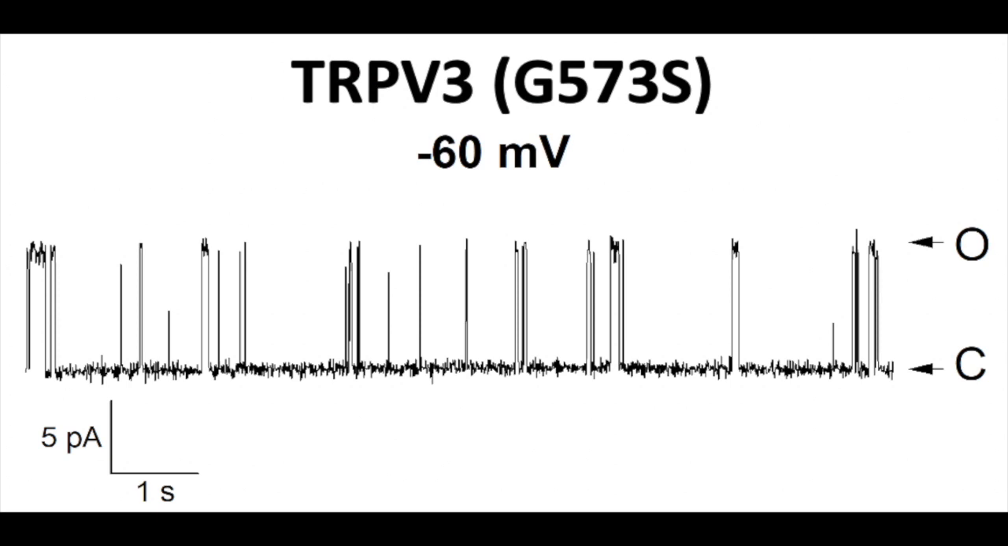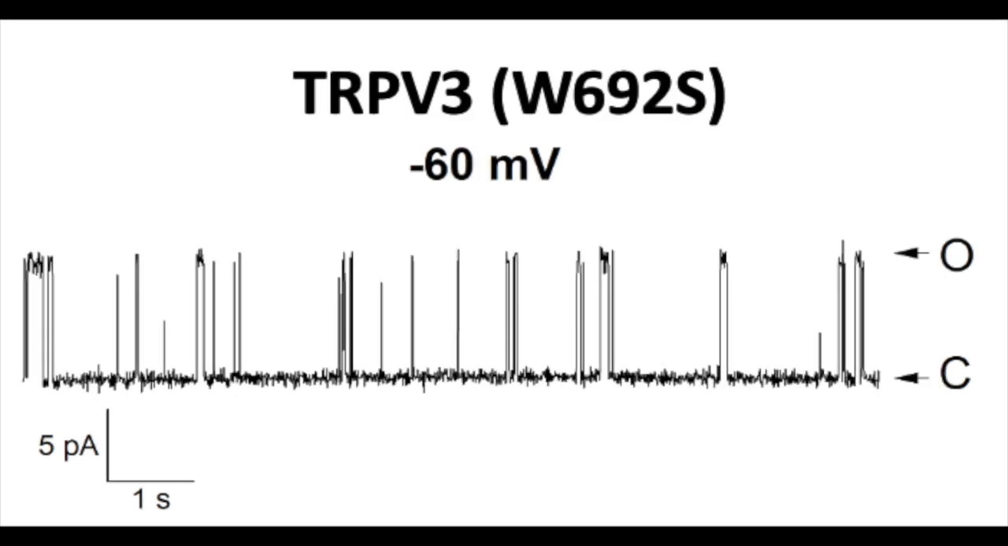And this is particularly striking because TRPV3 is traditionally speaking activated by heat. And so the fact that it is active at room temperature basically indicates that this mutant is constitutively active at baseline without any need for additional temperature requirement.